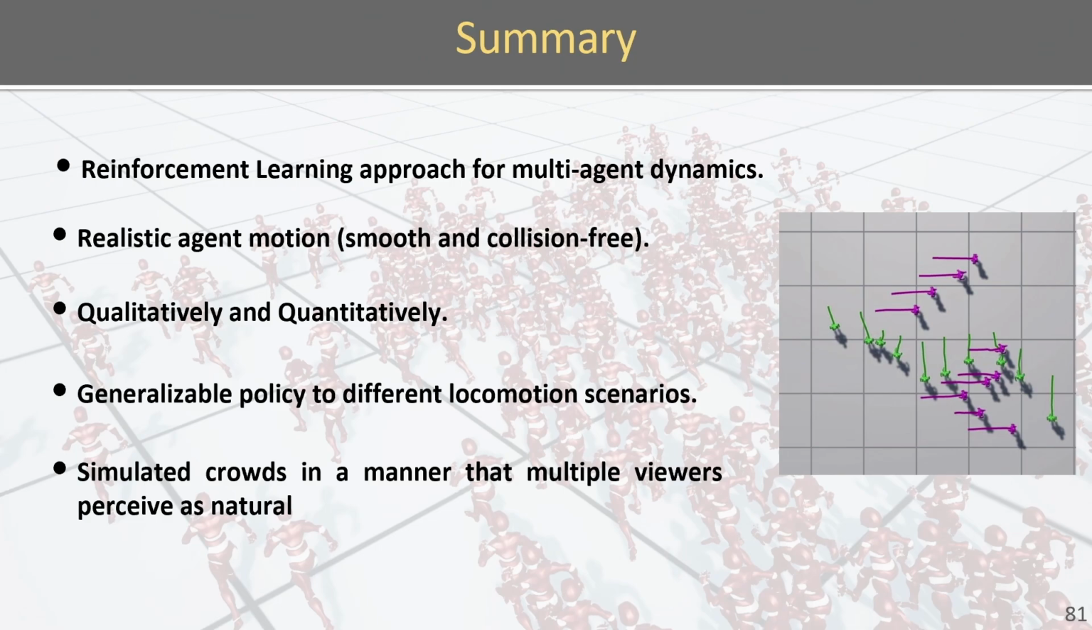So in summary, we propose a reinforcement learning approach for multi-agent dynamics, and our crowd motion is realistic, both smooth and collision free, and we demonstrated it quantitatively and qualitatively. And our policy is generalizable to different locomotion scenarios. And most importantly, we simulated crowds in a manner that multiple viewers perceive as natural.